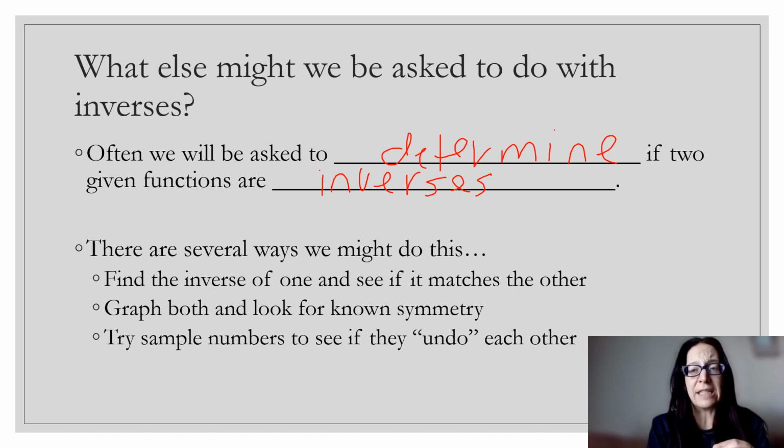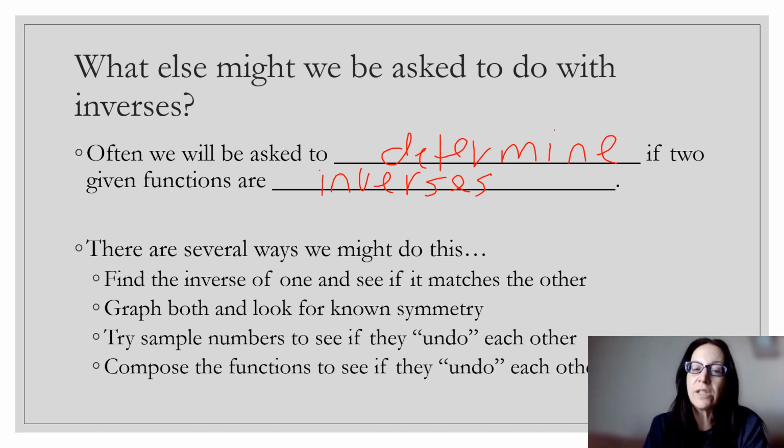Now, the drawback is that it says try sample numbers to see if they undo. This can give you an idea if two functions are inverses, but because you're only taking samples, you're not verifying that it works for all of the possible values of x. So it's never going to be a proof. And then the last one, compose the functions to see if they undo each other. That's more concrete. If you do the composition, then you know you're covering all of the possible numbers, not just your sample numbers.